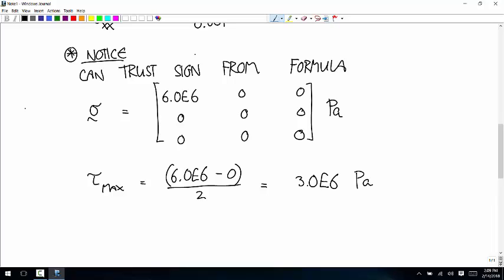The eigenvectors tell you the orientation of the coordinate system, but usually we don't really care about that.